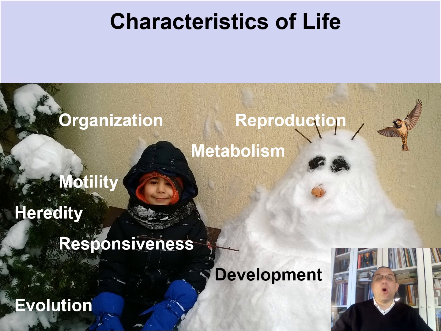As we learned previously, all living organisms are made of cells. To determine whether an object is living or non-living, biologists have agreed on several characteristics that define living things. They are referred to as processes or activities. Life includes such processes as metabolism, motility, responsiveness, reproduction, development, heredity, evolution, and let us not forget that organization is one of the most important characteristics of the structure of living organisms.